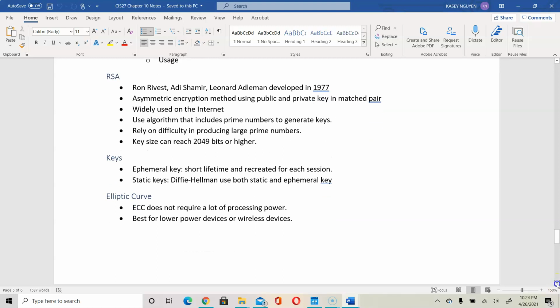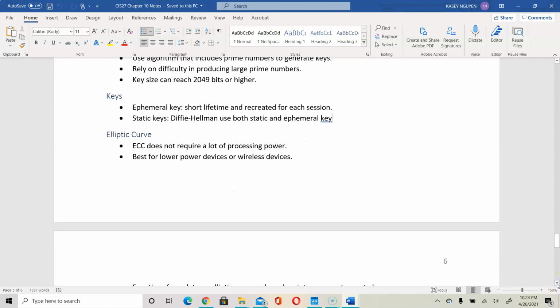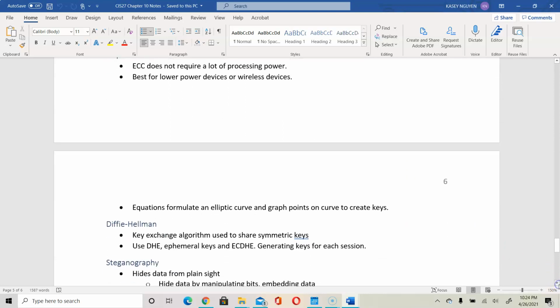Another algorithm would be your elliptic curve, which is your ECC. This one also doesn't require a lot of processing power. It would be best used with lower power devices or wireless devices. The equation formulates an elliptic curve and graphing points for the curve to create the keys.